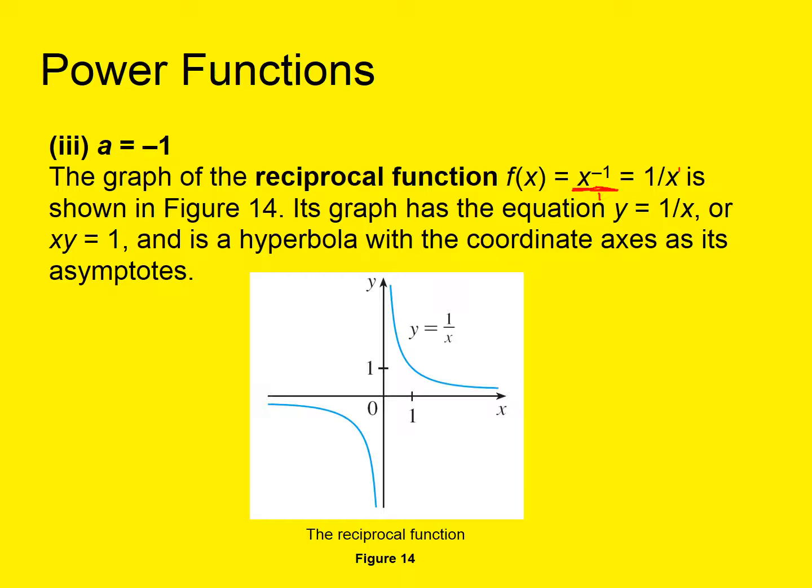Its graph has the equation y equals 1 over x, or xy equals 1, same thing, right? If you multiply both sides by x, you get xy equals 1. It's a hyperbola with the coordinate axes as its asymptotes. So the x-axis is a horizontal asymptote, the y-axis is a vertical asymptote. The reciprocal function, also known as the rational parent function.